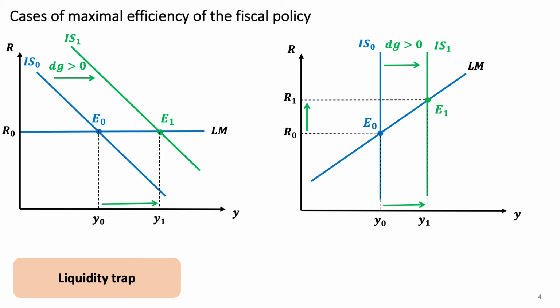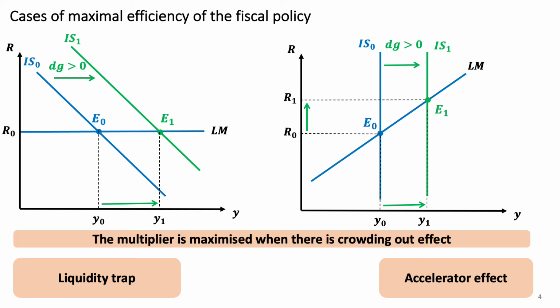But this increase in the interest rate does not impact investment, because investment is independent from the interest rate. This is the Keynesian case of the accelerator effect, whereby investment does not depend on the interest rate, but rather on the expectations of firms, for instance. Overall, the effect of fiscal policies is maximal when there is no crowding out effect, either in the case of the liquidity trap or in the case of the accelerator effect.